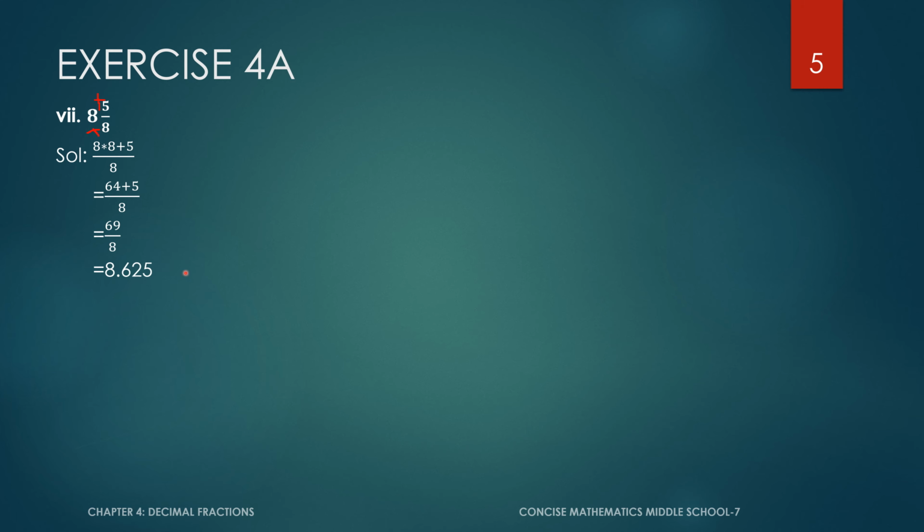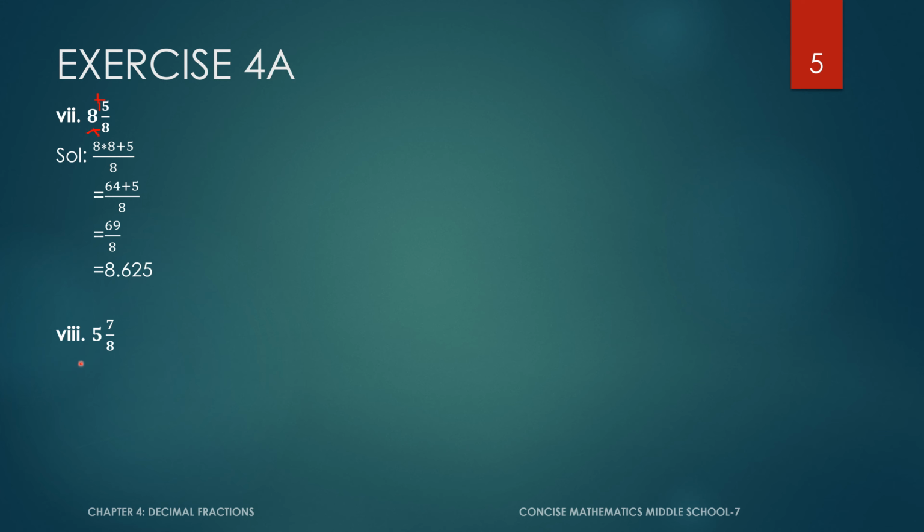Always read this number as 8.625. After the point, you should not read it as six hundred twenty-five. After the point, whatever numbers are there, you have to read them digit by digit as 6, 2, 5.